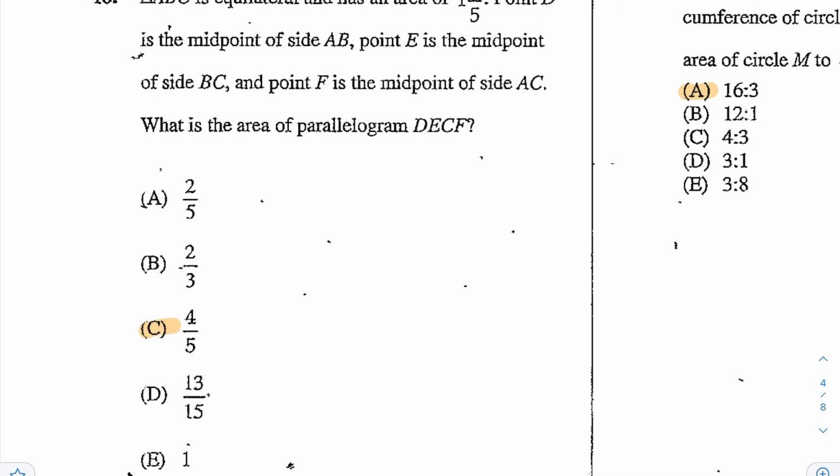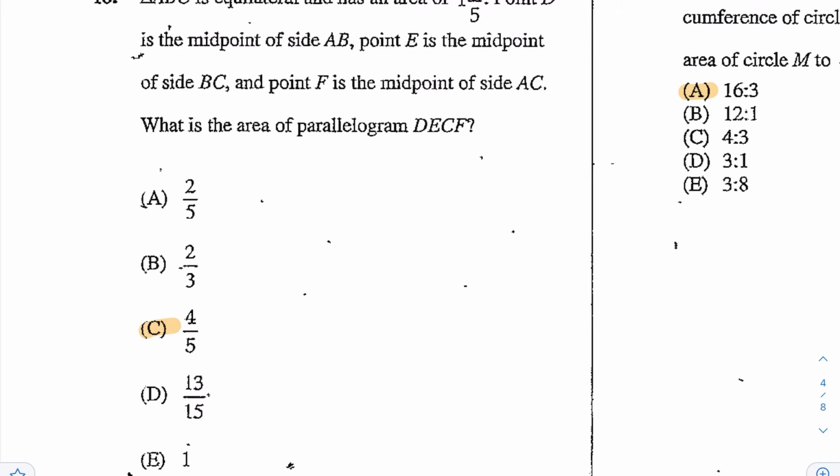All right, next for number 18. Triangle ABC is equilateral and has an area of 1 3/5. Point D is the midpoint of side AB. Point E is the midpoint of side BC. And point F is the midpoint of side AC. What is the area of parallelogram DECF?